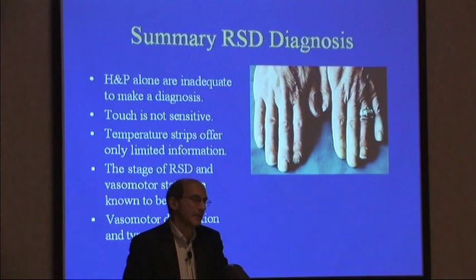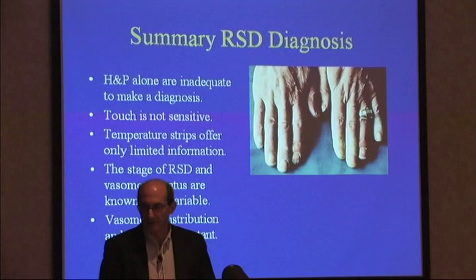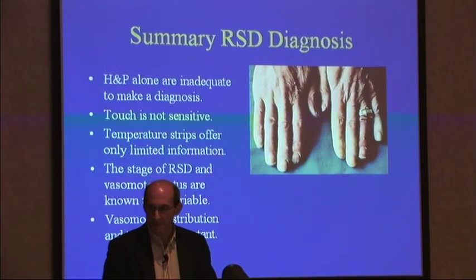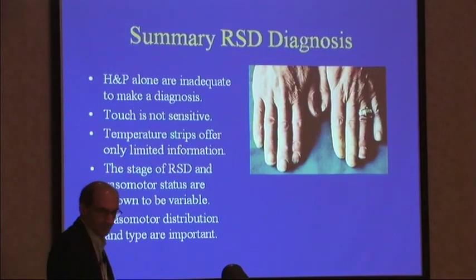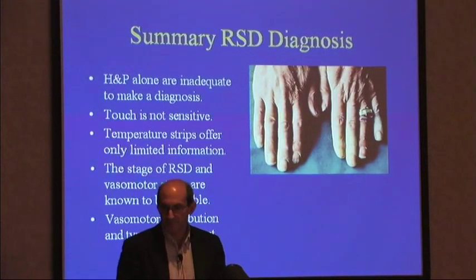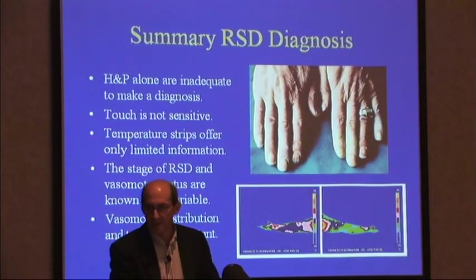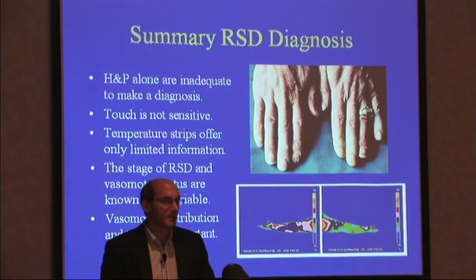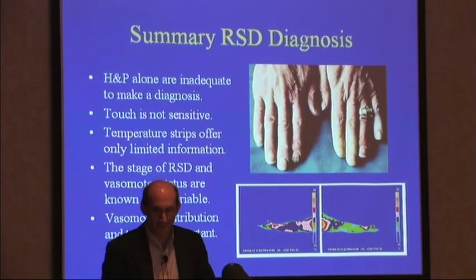Oh, I still don't need it. I'm really good. I remember very well being guest professor at University of Florida, and the head of the anesthesia department says, oh, all I need to do is I can put a little temperature strip on this. This person has Raynaud's. It's clear as day. Well, I'm going to suggest to you history and physical alone are inadequate to make a diagnosis. Touch is not sensitive. Temperature strips offer only limited information. The stage of RSD and vasomotor status are known to be variable. If you didn't vasomotor map this patient, you would never have known that they had thoracic outlet, and no, they do not have Raynaud's.